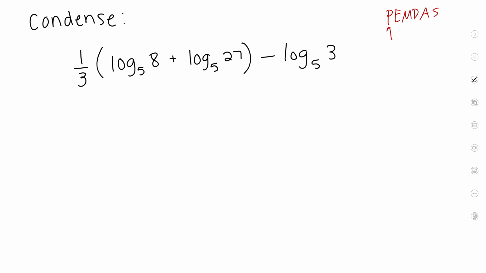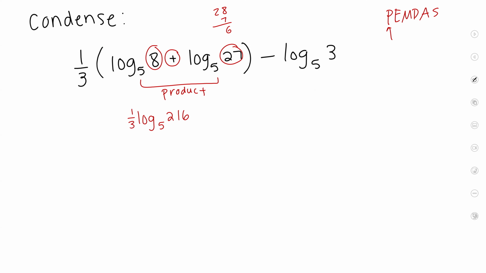So inside of my parentheses, I'm going to do the product rule. I know it's the product rule because they're being added. 2 logs are being added. The product rule says I can do log base 5, 8 times 27. Let's see what that is. 216. And then I have a 1/3 minus log base 5.